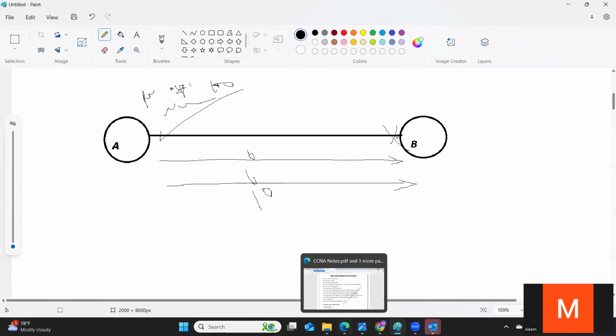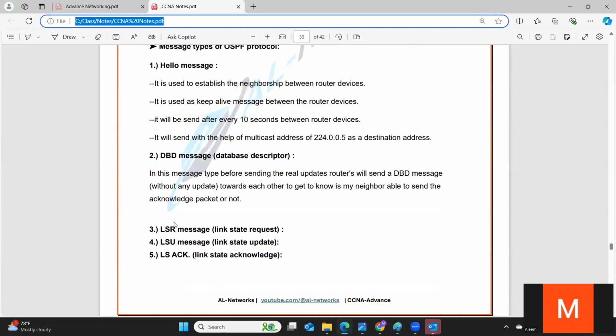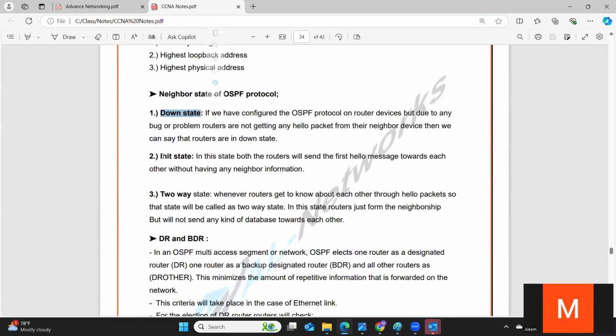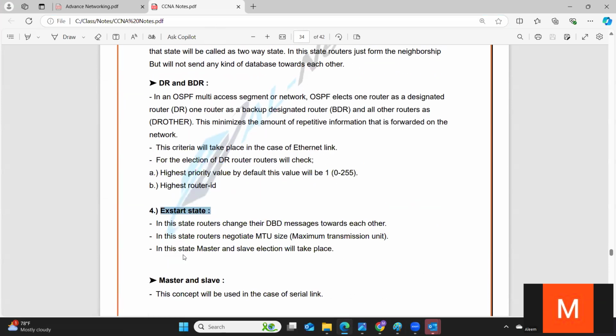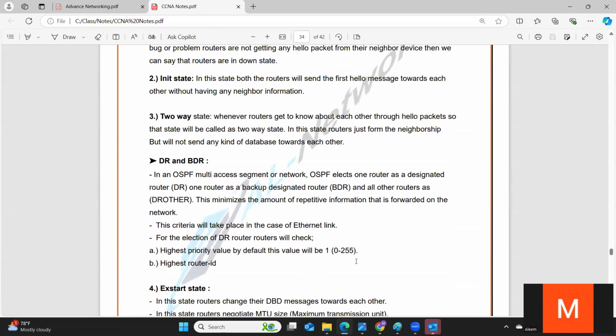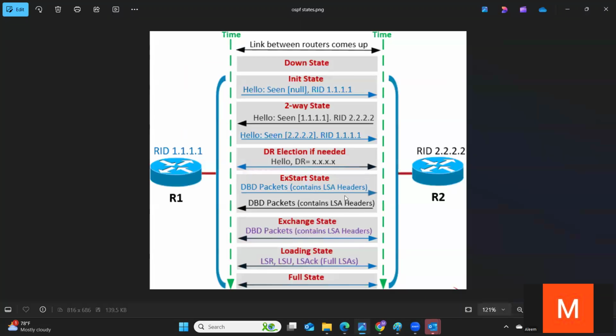Here we have different states also. Meanwhile, we'll discuss states as well as messages. We have the down state, init state, two-way state, exstart and exchange, loading and full. We have 7 types of states. Each and every state with its messages we will discuss: what is the use, how they are sent, and everything. So first, I'll use this image.